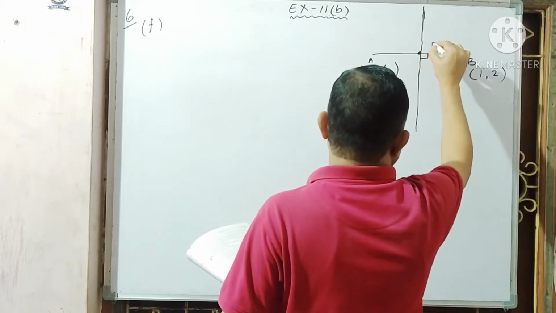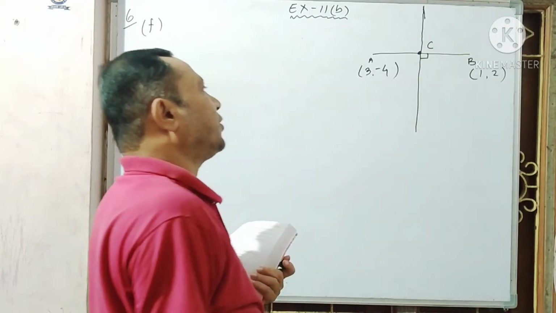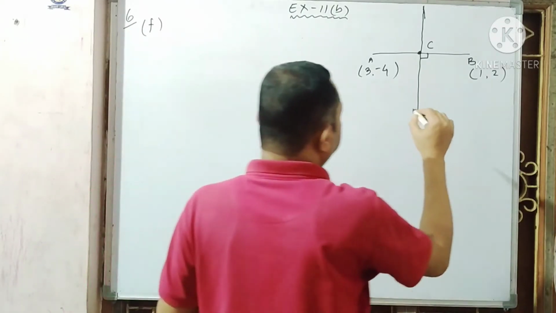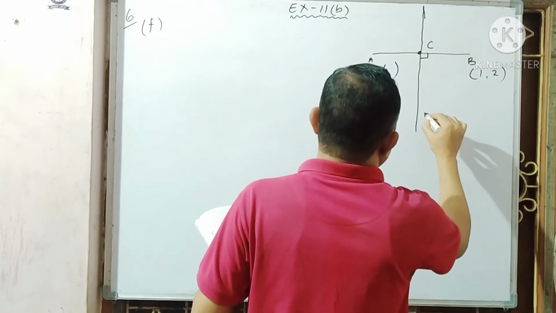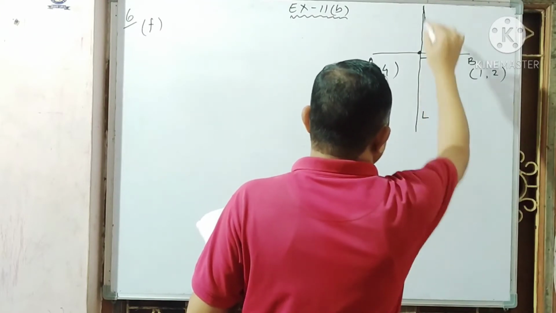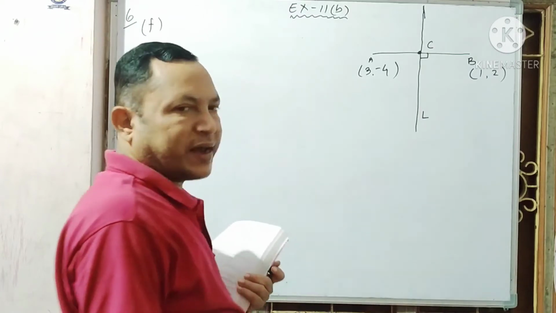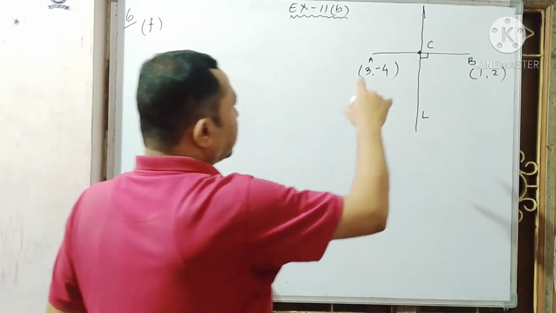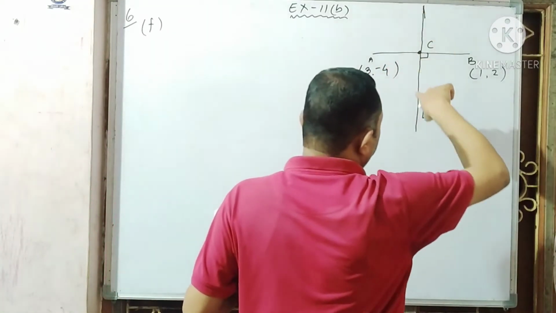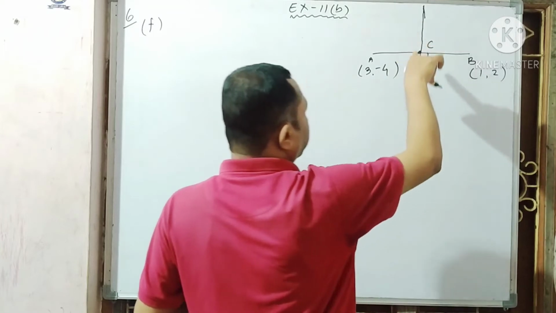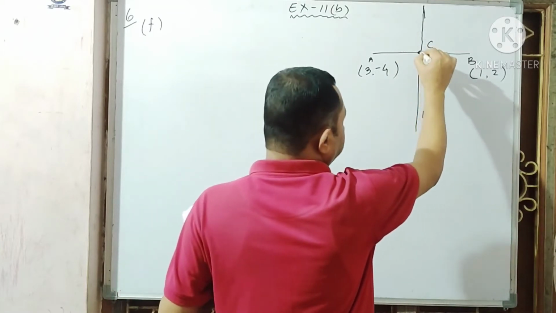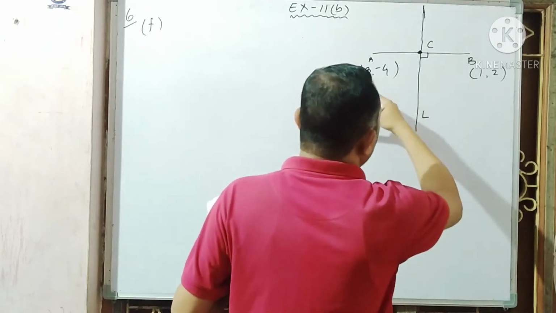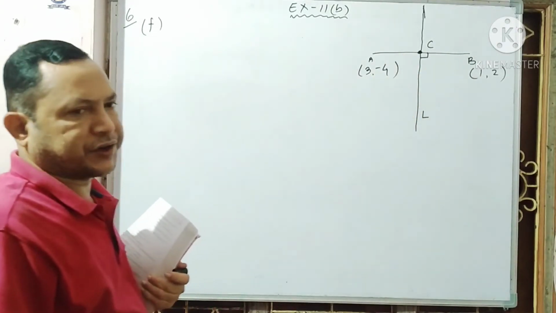Suppose this point is C. Bisecting at right angles. So we have to find out the equation of the straight line, that is, you see here, this is the straight line L whose equation is required. So you see, first of all, we need the slope of the straight line and a point on the straight line. As you know, C is the midpoint of AB. So using the midpoint formula, we can find out the coordinates of point C.